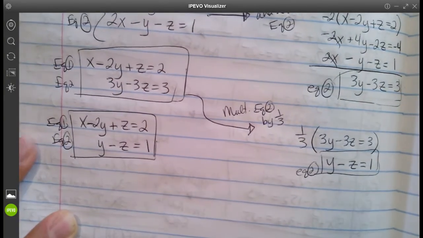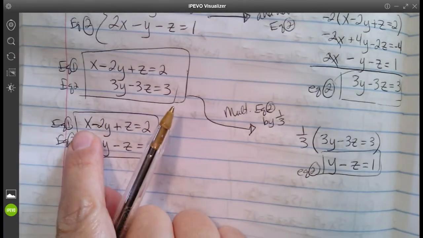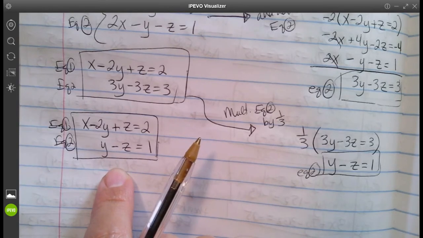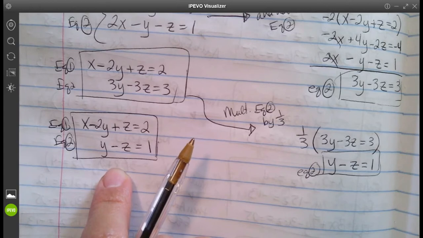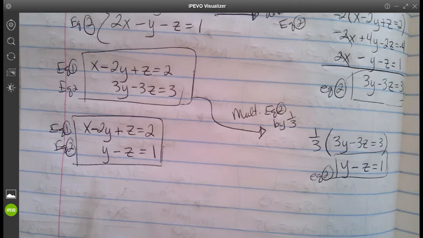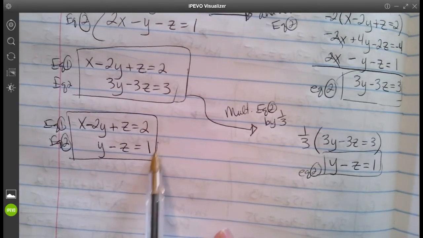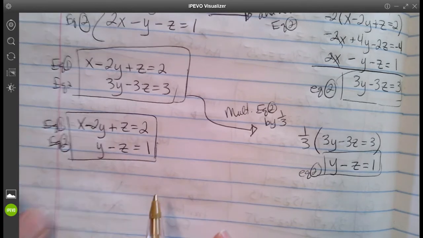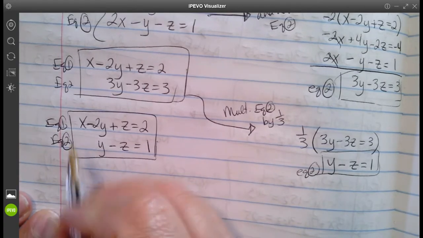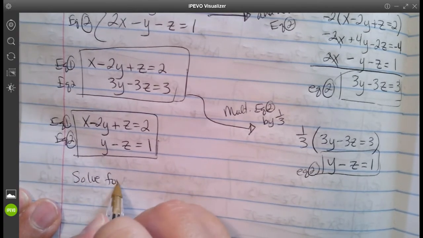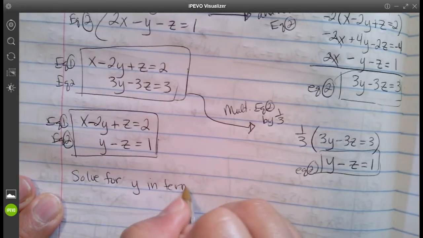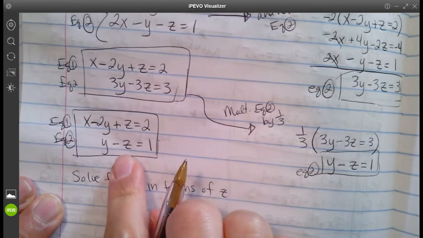And you can see here that technically we're kind of done, right? Because the x has a 1, the y has a 1, and there's no third equation for z. So what do we do? Well, since we don't have an equation for z, we're going to have to write these equations in terms of z so we can figure out at least particular solutions. So let's solve for y in terms of z, since we're missing that one.